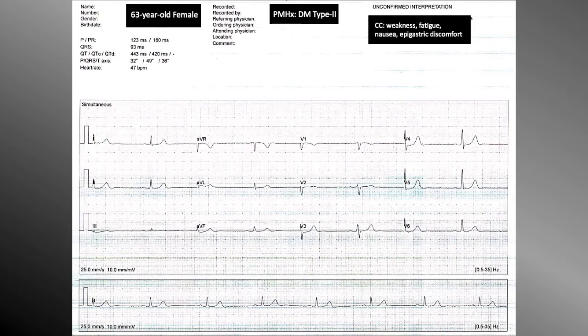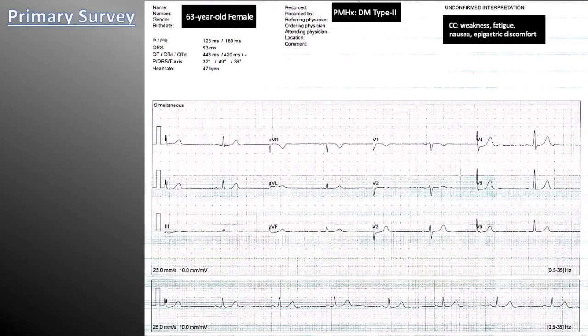Knowing that females, diabetics, and elderly patients can sometimes present with atypical symptoms of myocardial infarction, you obtain an ECG that is shown here. Let's start by going through our primary survey. First, let's look at the heart rate. The heart rate on this ECG is 47 beats per minute, which is bradycardic as it is below 60.